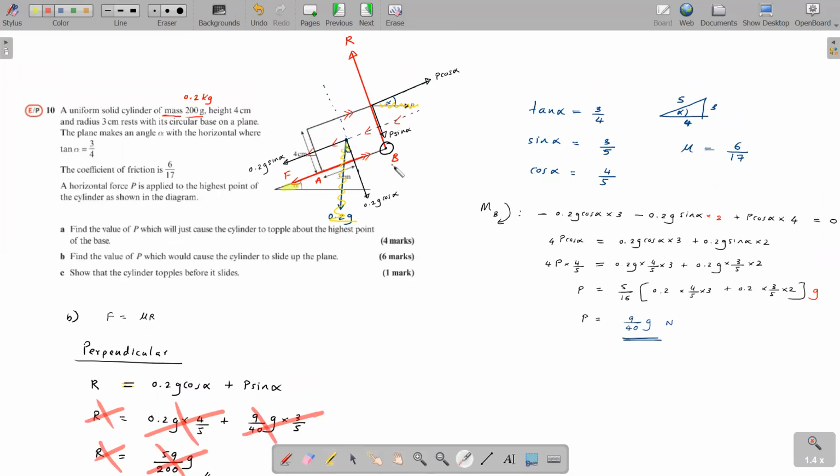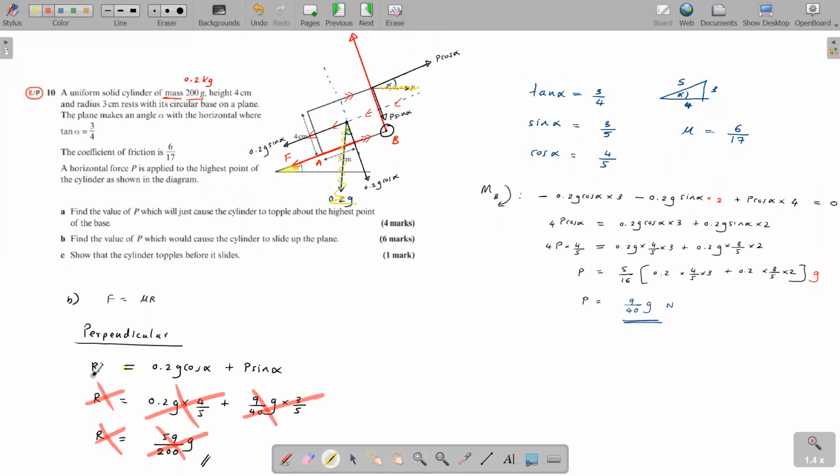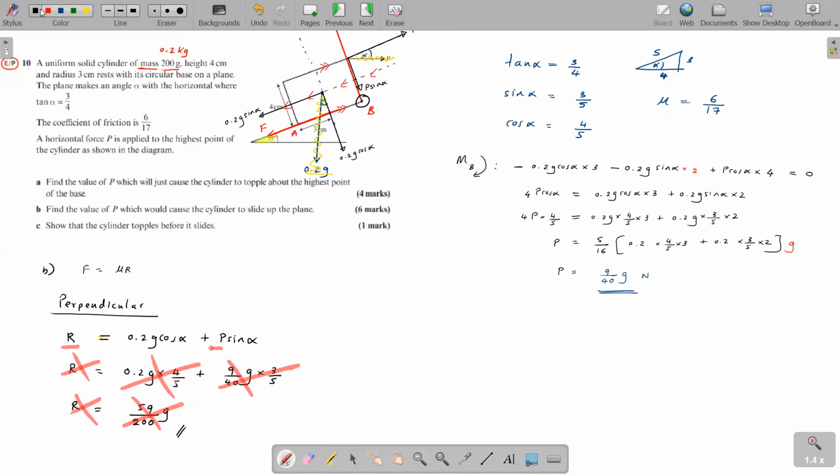Now you need to realize even though the normal reaction might not act at the point B, even if it acts at another point inside, it's still acting perpendicular upward. So it does not make any impact on this equation. So there are two unknowns now. Normal reaction is unknown, P is unknown. Can you see? There are two unknowns. So let's now consider parallel to the plane. Consider forces parallel to the plane.